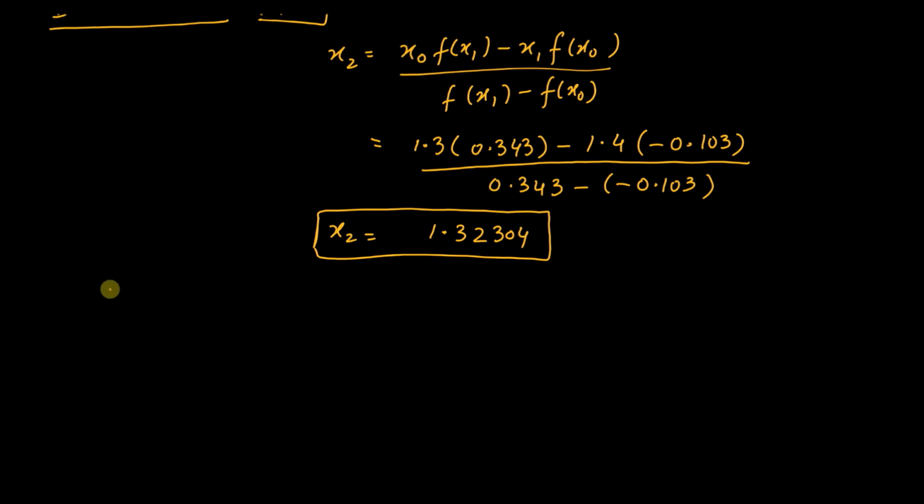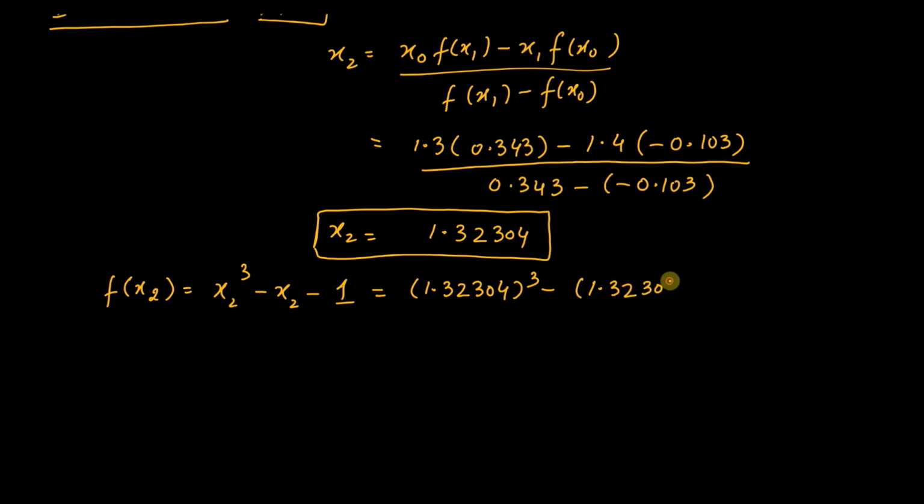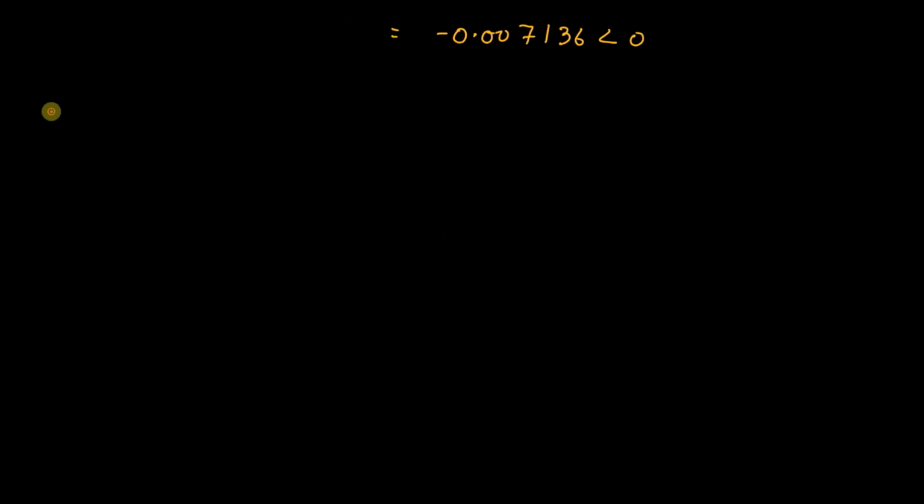We need to evaluate the function value also. F of x2, that is equals to x cube minus x minus 1. So we have 1.32304 raised to cube minus 1.32304 and negative 1, and after simplification we will get negative 0.007136, that is less than 0. After that we need to go for the second iteration.